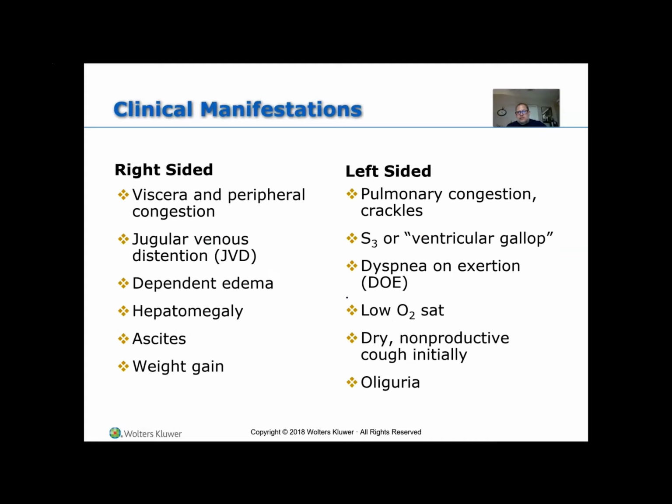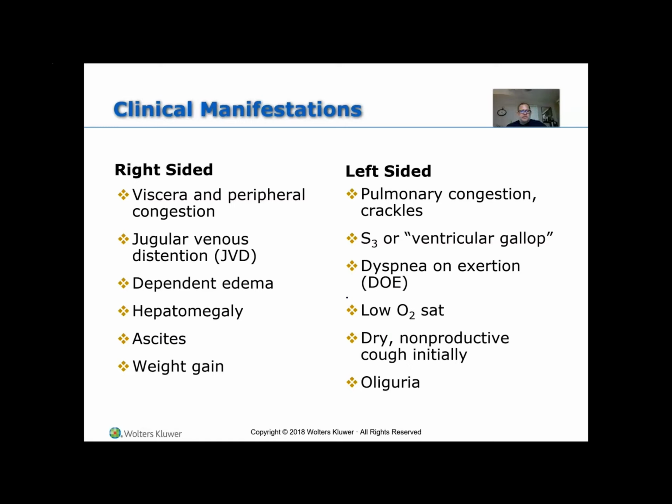You've got your right-sided sign and symptom manifestations: visceral and peripheral congestion, jugular vein distension, dependent edema, hepatomegaly, ascites, and weight gain. And on your left side, you've got pulmonary congestion, S3 or ventricular gallop, dyspnea on exertion, low O2 saturations, dry non-productive cough, and oliguria.